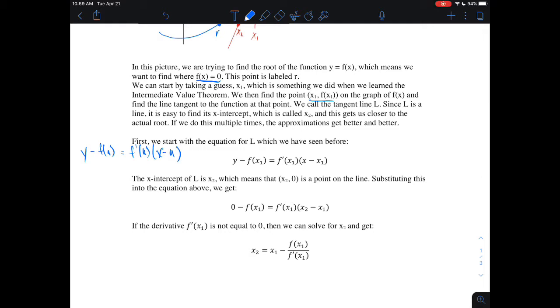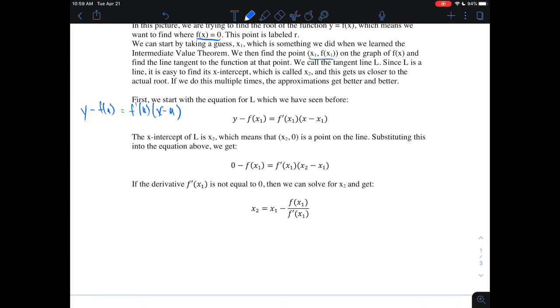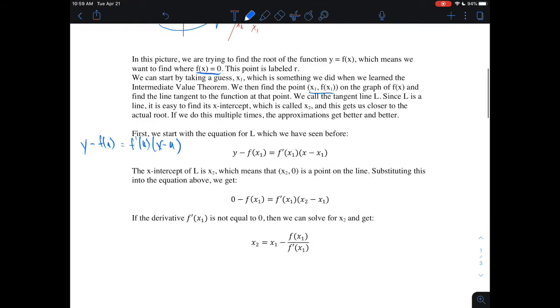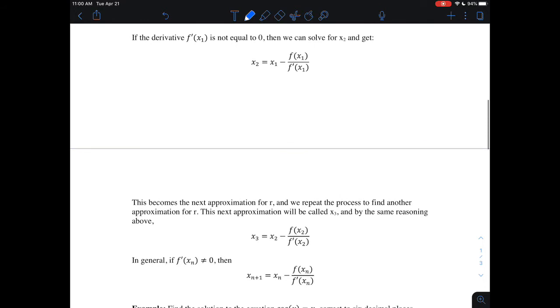If the derivative at x1 is not equal to 0, then we can solve for x2. So just rearranging some terms, we can get to x2, the new x-intercept that we have there, is equal to x1 minus the quotient f of x1 divided by f prime of x1. Notice now we started at x1 and now we've moved to x2, so we could keep repeating this and we'll get closer and closer to r. So we take x2 as the next approximation for r, and we repeat the process.